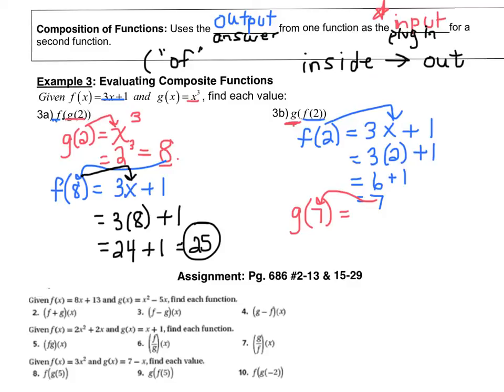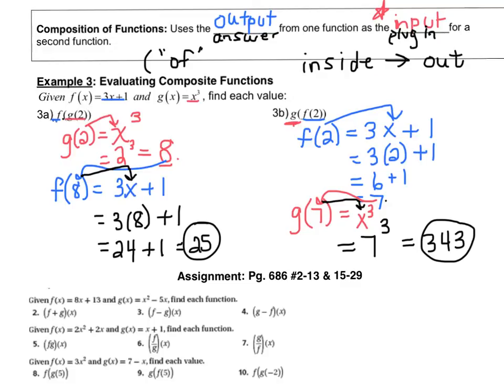The g function is x to the third, so we're going to take that 7 and plug it in. So this will be 7 to the third. It's going to be a pretty big number, 343. So that's the final answer. That first 7 was just on our way to the answer. The 343 is the final answer.